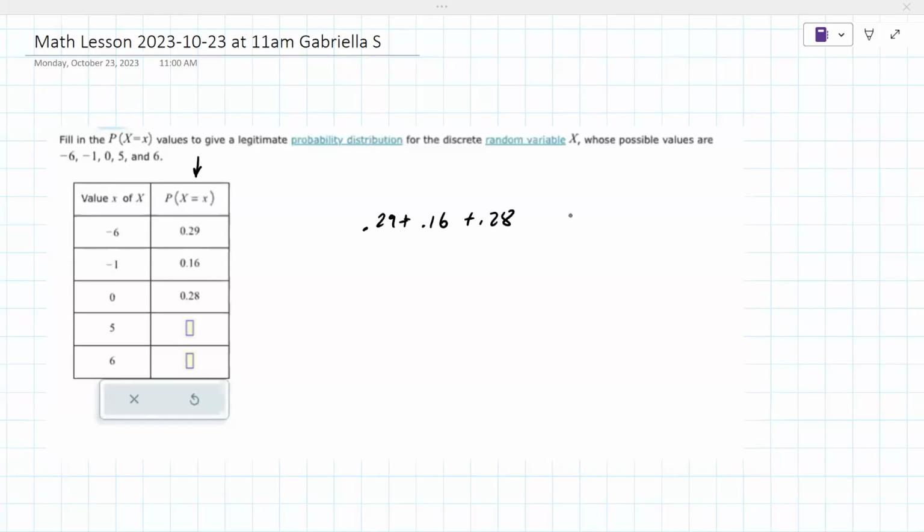And that's 0.73. It doesn't say anything about the relationship between these two boxes, so we just know that they have to add together, we call it X, call it Y, to get 1. So you can split it up however you want, like maybe 0.13 and 0.14, and that'll do it. Okay.